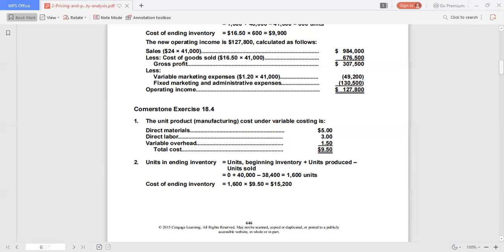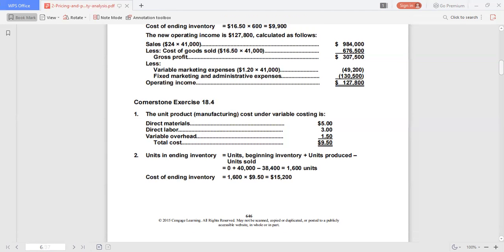We have now the number of units in the beginning inventory is 0. Produced 40,000 and units sold 38,400. So we have 1,600 units in the ending inventory. By the way, this time we are using variable costing. So the cost of the ending inventory is only at 9.50.